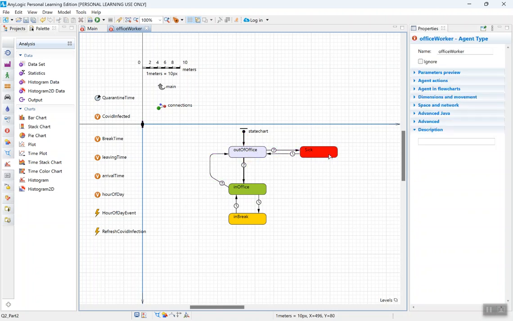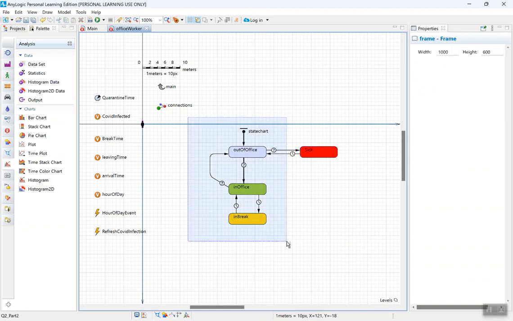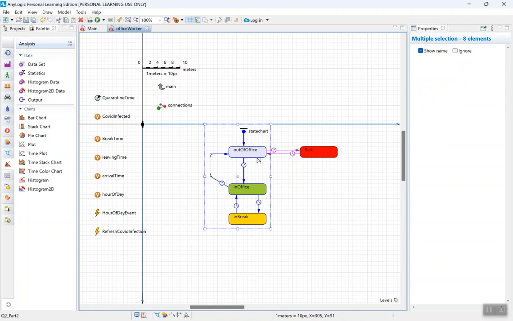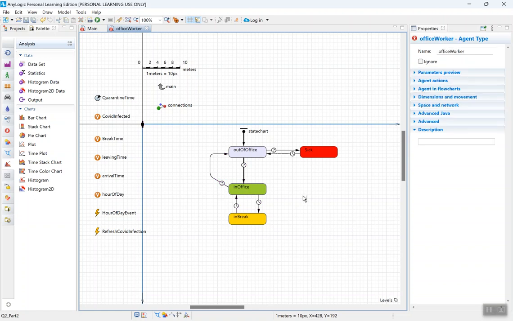So if the employee is sick, this means that he or she should be making a quarantine for a specific period of time, or they can be in a working status, either by being out of office or in office, and when they are in the office, they can be taking a break for a specific period. After finishing the break, they should be going back to work, and after spending the normal working hours, they will be going back home. So to model this problem, we define several parameters.